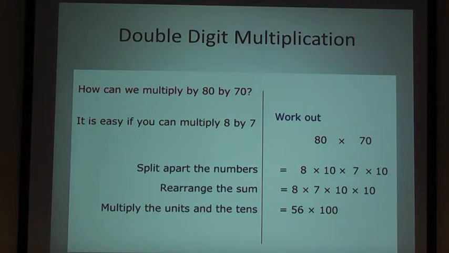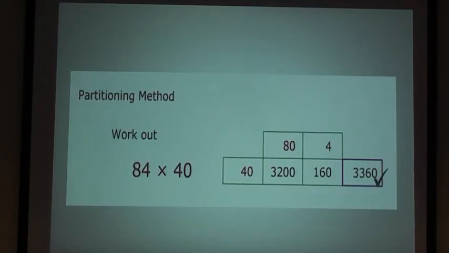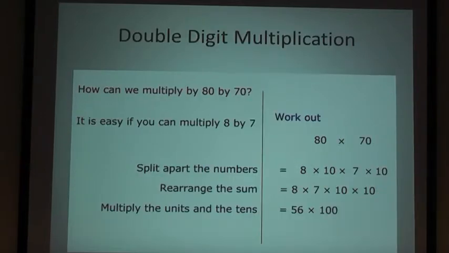So if we go to 80 by 70 here, you can split the numbers and rearrange the sum. So 80 by 70 is the same as saying 8 by 10, multiplied by 7 by 10. 8 7s are 56, 10 10s are 100. So when you do the multiplication there, you would have got 56, 5,600.